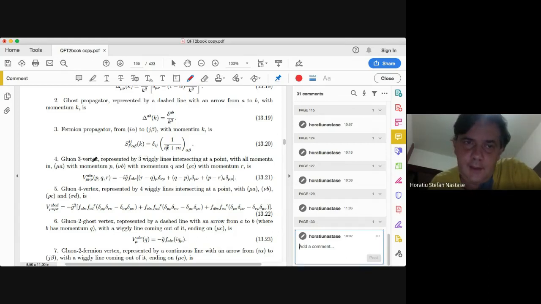There's a gluon three vertex. So for A mu A with momentum P, A mu B with momentum Q, and A rho C with momentum R, it is this expression. I wrote it here with g tilde since I use dimensional regularization.